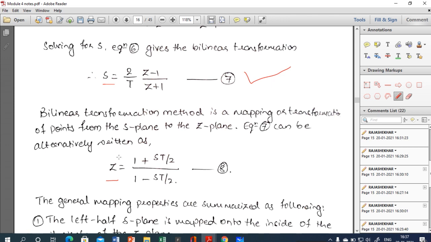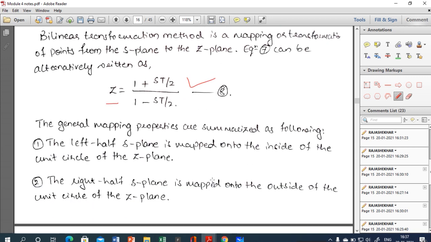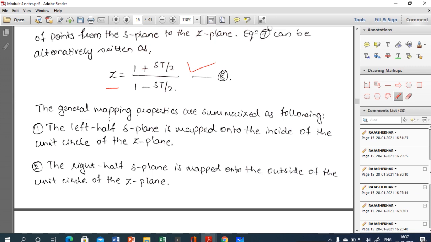Okay, so this is how z is obtained, which represents the digital function, and s is obtained, which represents the analog function. I am going to use these two equations while solving the problems. And another important point here, we call it mapping or frequency warping.